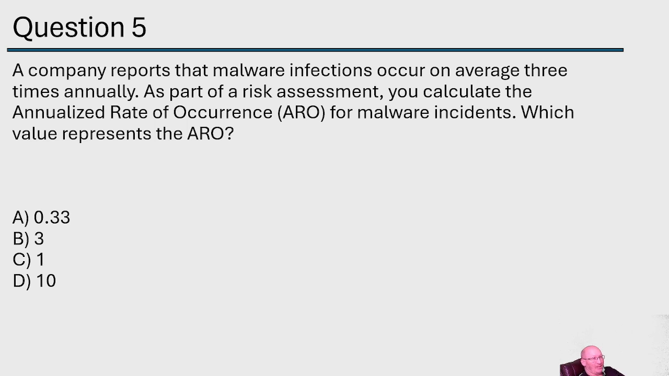And ARO, this time, is just how many times it occurs. And it even tells us in the answer in number 3, on average, 3 times annually. Pretty easy question. Pretty easy. Did I fool you? I don't know.